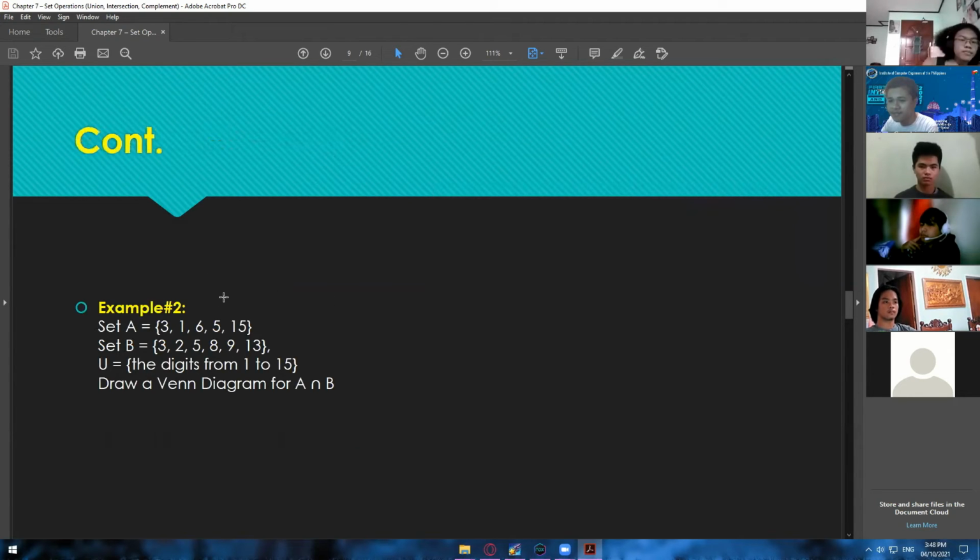All right, so let's proceed now to example number 2. We now have here a universal set of 1 to 15, and these are the elements of the individual sets. So draw a Venn diagram for A intersection B. So first, what are their common elements? Is it one or more? We may have one or more.